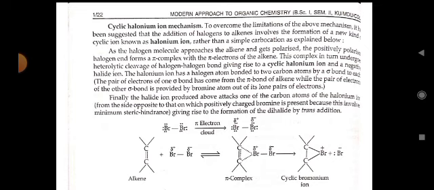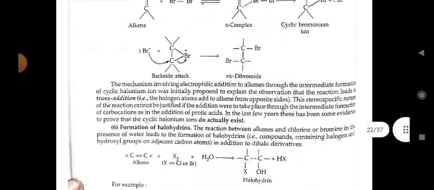Finally, the halide ion produced above attacks one of the carbon atoms of the halonium ion from the side opposite to that on which the positively charged bromine is present, because this involves minimum steric hindrance, giving rise to the formation of the dihalide by trans addition.